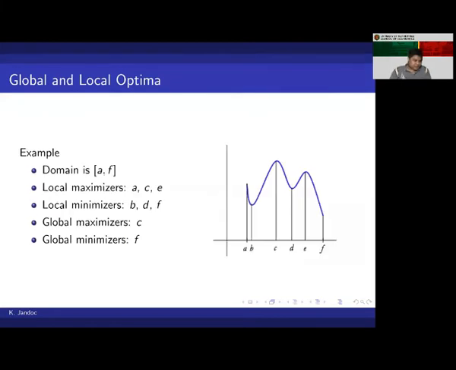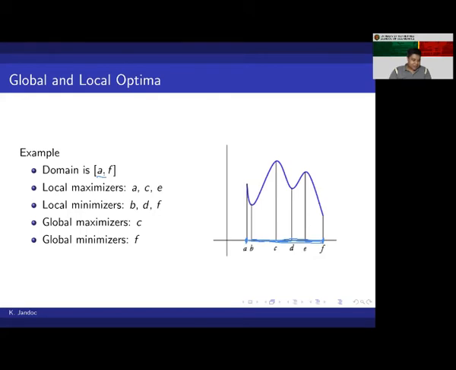So here's an example to clarify the concepts. We have the entire domain as the interval AF. So this is the entire domain, A to F. This whole area here is the entire domain.